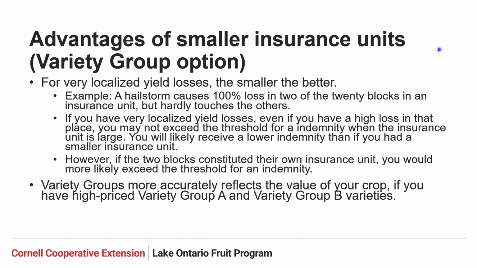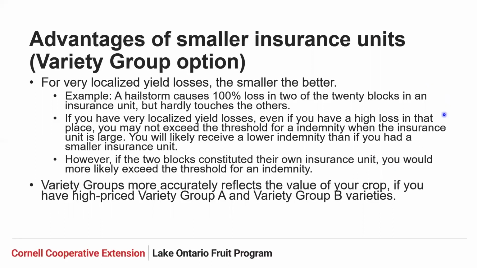So there are some possible advantages of having smaller insurance units by choosing the variety group option. For very localized yield losses, the smaller the insurance unit, the better. For example, a hailstorm causes 100% loss in 2 of the 20 blocks in an insurance unit, but hardly touches the others.